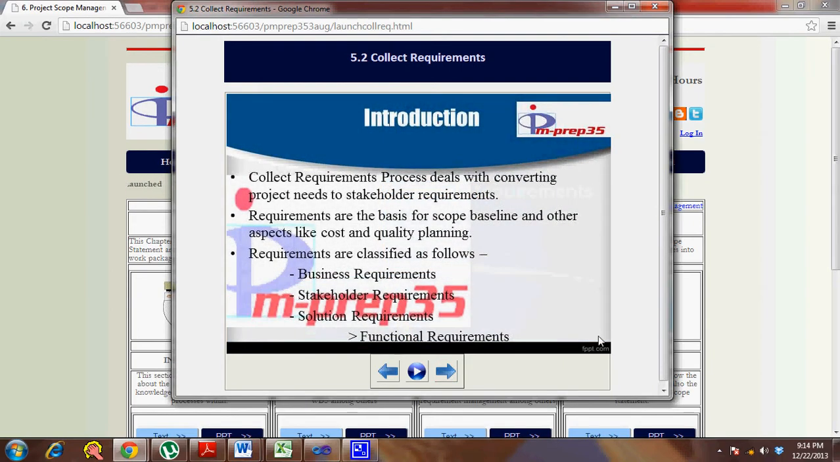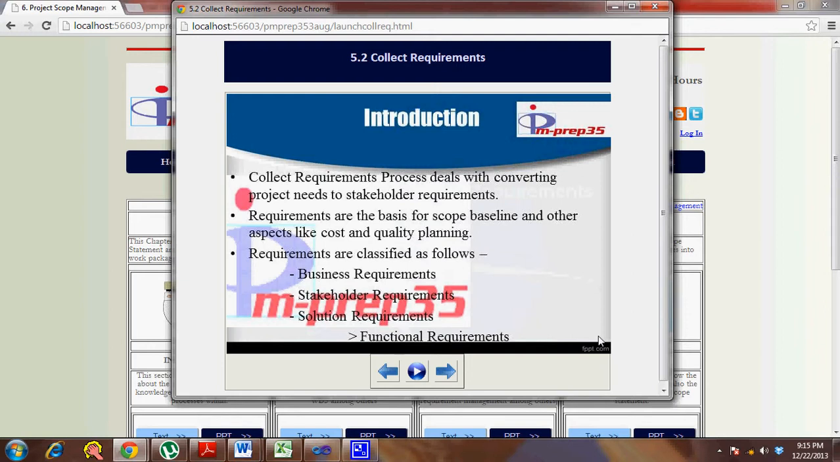So the collect requirements process deals with converting project needs to stakeholder requirements. Requirements are the basis for scope baseline and other aspects like cost and quality planning. Based on your gathering of requirements, once you put them into the requirement documentation, then you freeze the scope. So your define scope process takes the requirement documentation as one of the inputs. The requirement documentation has a lot more details which might fall outside the boundaries of the scope, but when you define the scope, you decide what would be the inclusions and what would be the exclusions.